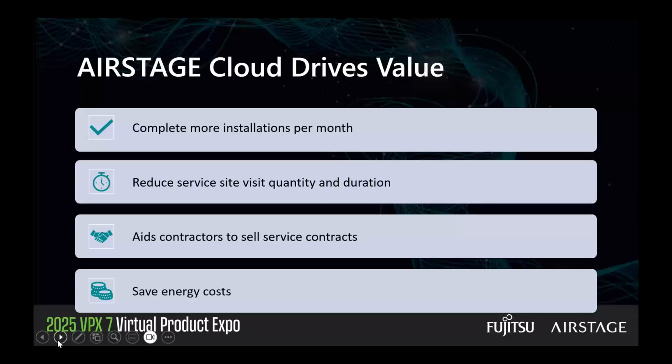We're going to give contractors tools to sell service contracts. So we spend a lot of time in our business courting and attracting customers. We sell them a product, and then oftentimes we don't see them again for 10 or 15 years. Service contracts is the way that we can stay in touch with our customers. It's a great incremental revenue stream. And AIRSTAGE Cloud, because it's monitoring the sites for you, allows you as a contractor or a distributor to be able to create this value-added business unit of selling service.